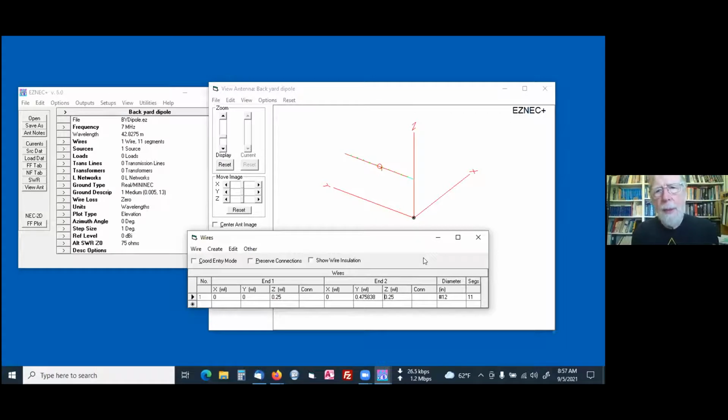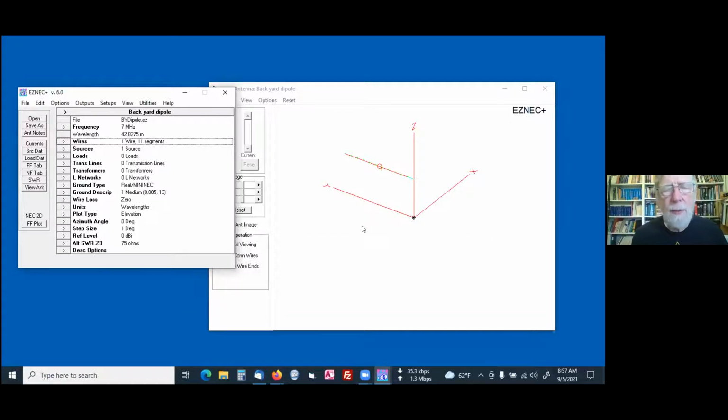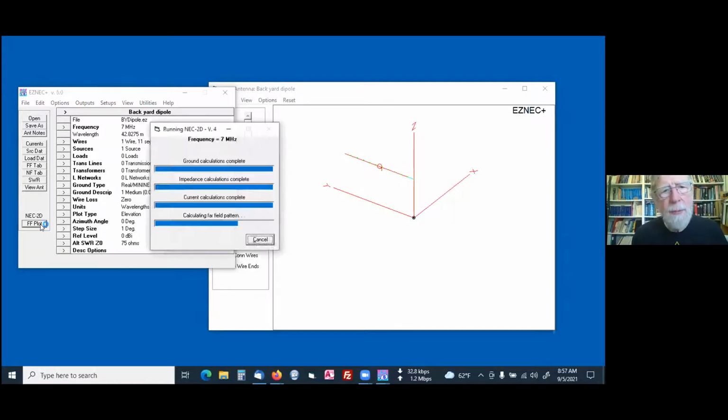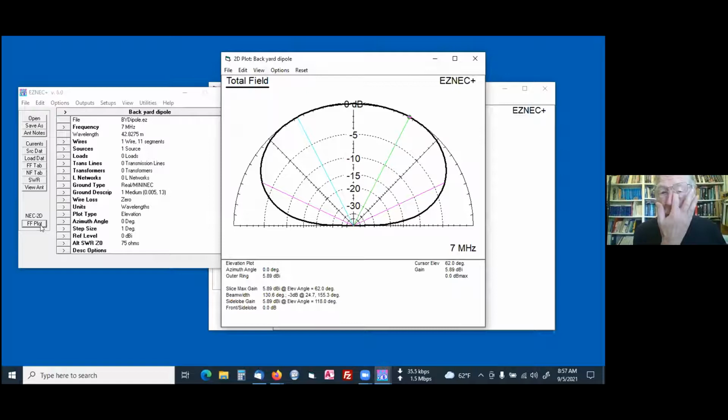Okay, now it's a quarter wavelength high. Now I could change units back to anything I want, but I'll just leave it there for right now. And now we'll do a far field plot of this, an elevation plot. Okay, now let's make sure that we've got our elevation plot in the direction of the broadside to the dipole and not off the end.